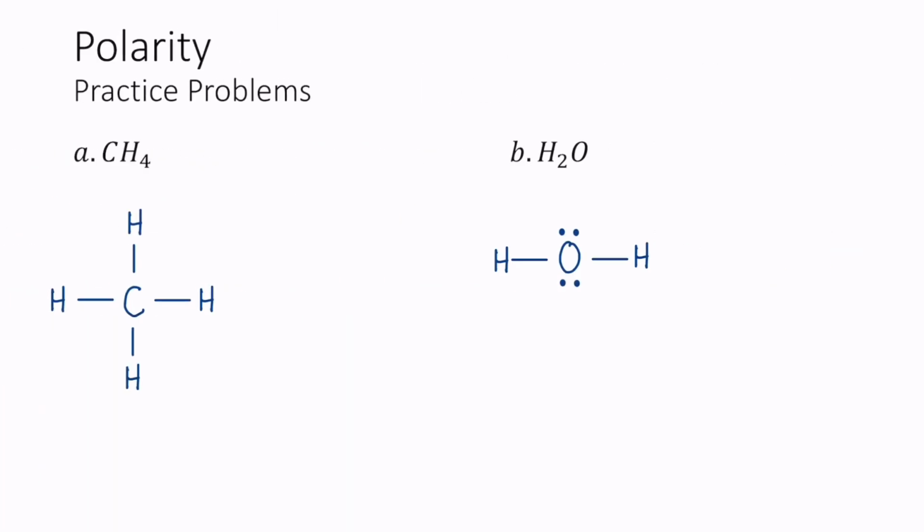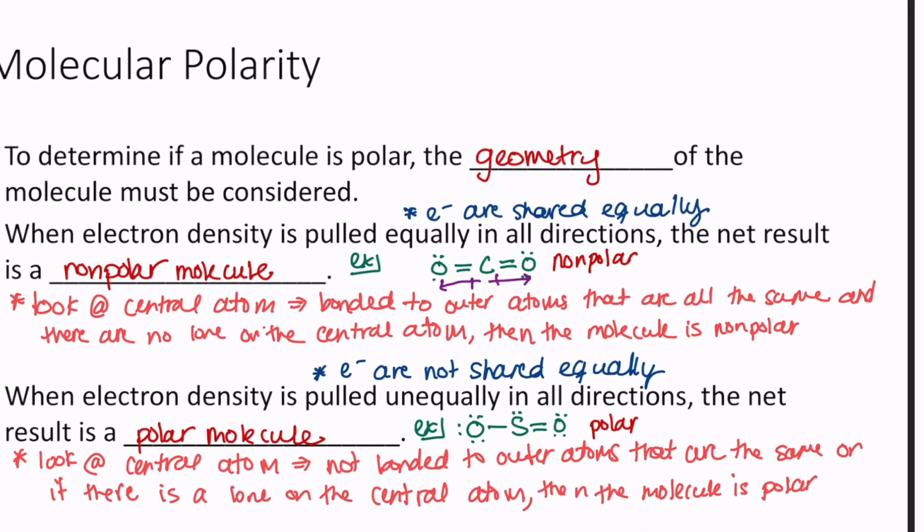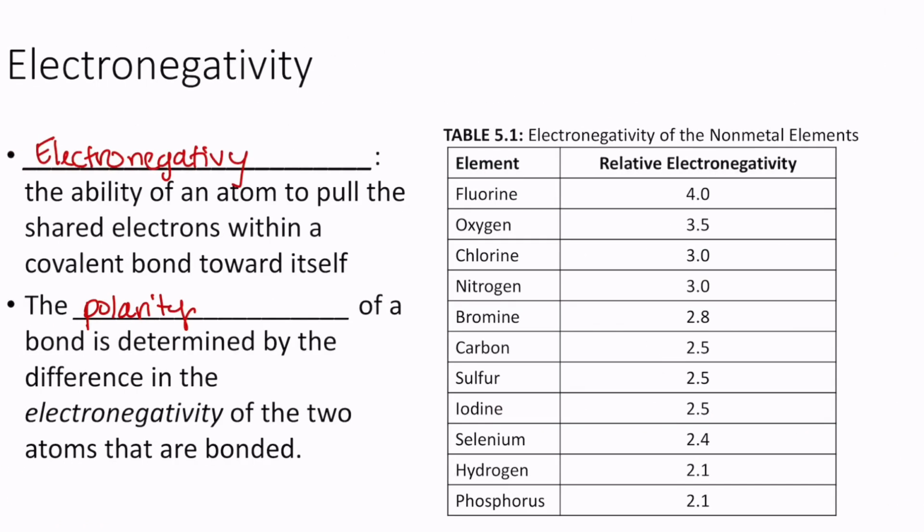Let's take our practice problems from before and determine if the molecule is polar or nonpolar. The first thing I'm going to check is my delta EN. You can use the table of electronegativities to calculate your delta EN. When you're calculating the difference in the electronegativity, you're really just looking at the number and not the magnitude. So if you get a negative number, that's okay.